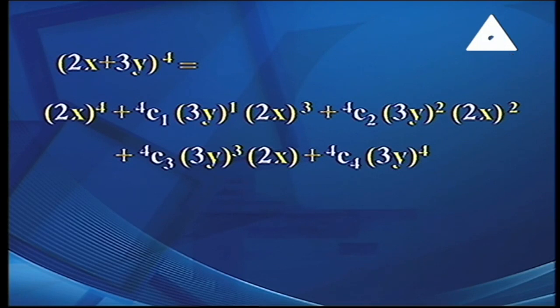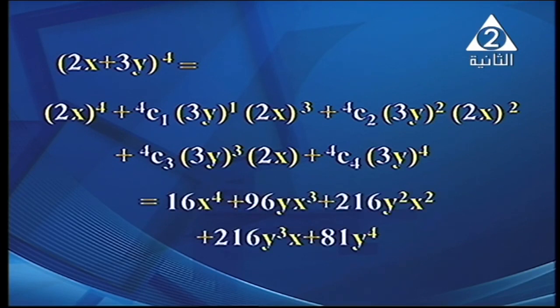My dear student, this is the binomial theorem. Bracket power 4, we have 5 terms, equals 16x power 4 plus 96y x power 3 plus 216y power 2, x power 2, plus 216y power 3, x, plus 81y power 4.